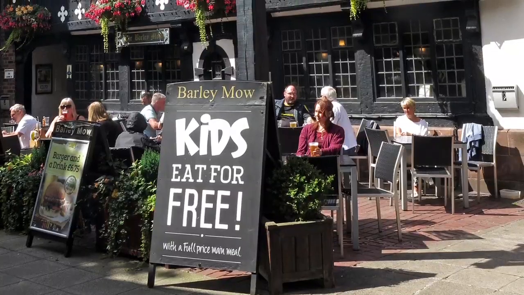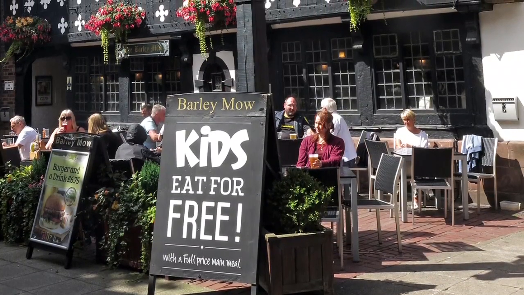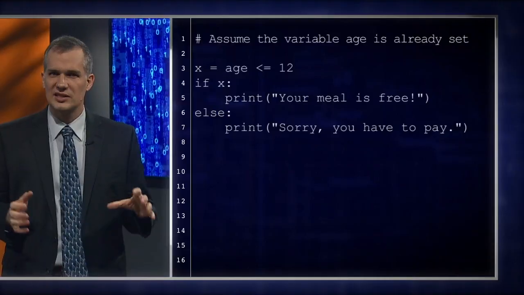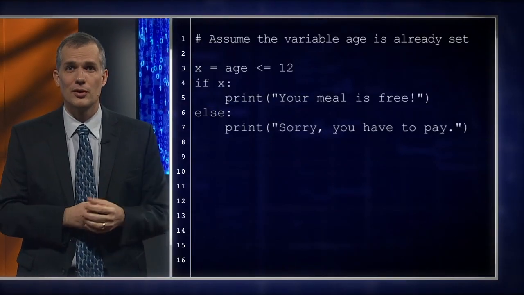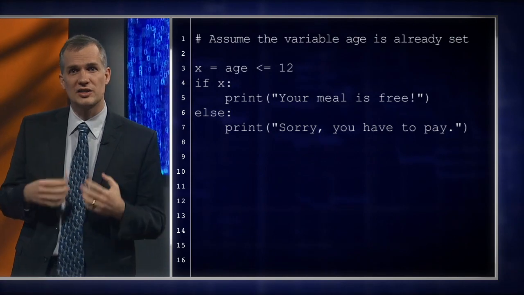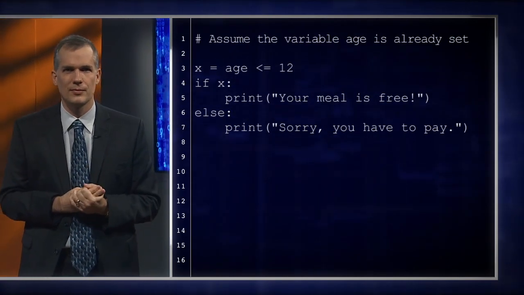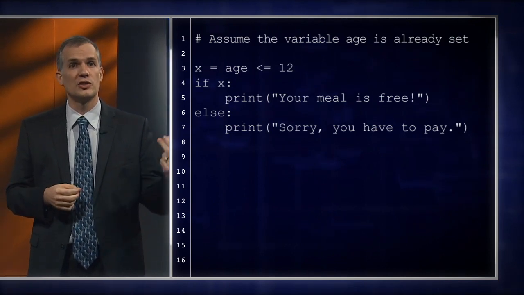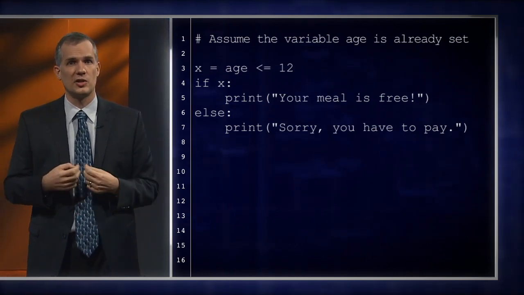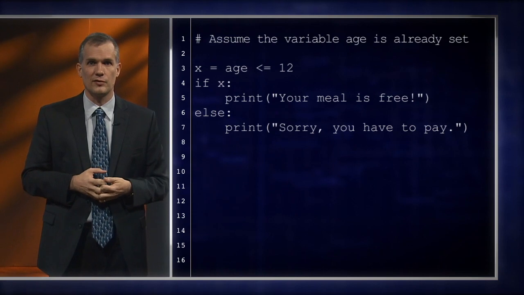Now we're at a point where we can actually write some more interesting code. You've probably seen restaurants that advertise that kids 12 and under eat free. Let's say that we want to put this concept into code. We'll assume that we've already gotten someone's age, and we want to tell them whether or not their meal will cost anything. As you see in the code, we will use a comparison to determine whether or not the person's age is less than or equal to 12.